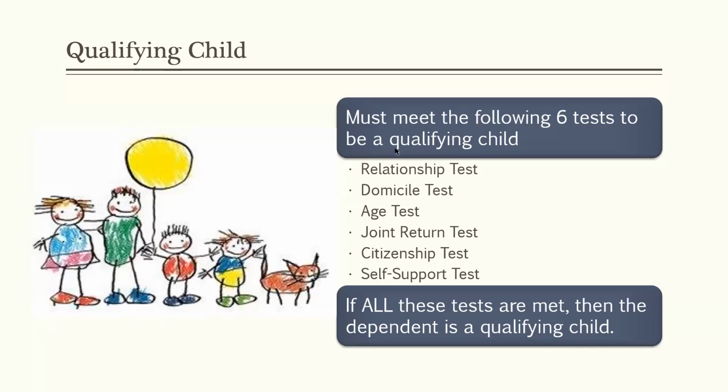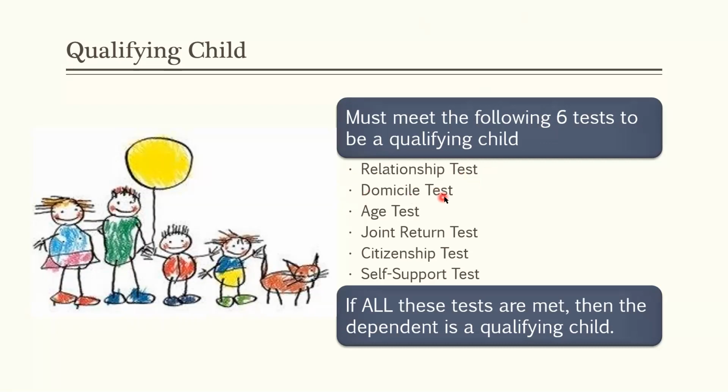So to qualify for a qualifying child, there are 6 tests that we have to meet. The first test is the relationship test. This is where the person has to be related to you, usually as your child or your sibling or a descendant of those people. So that's the relationship test. If they are related to you like that, then they pass this test.